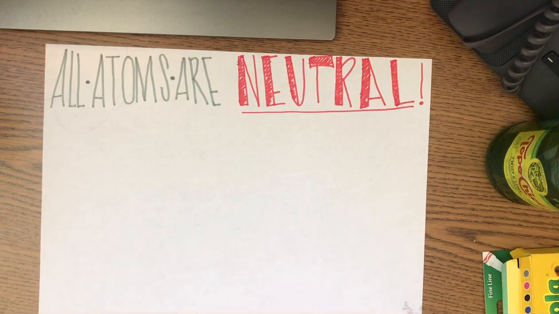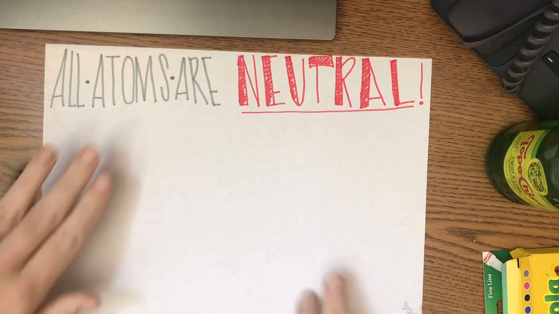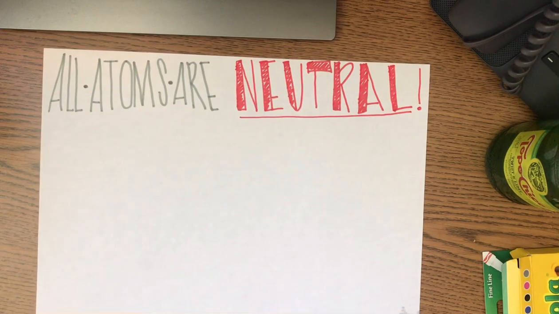Okay, so we're going to be talking today about why all atoms are neutral. Now, when we start talking about why all atoms are neutral, there's a lot to remember. In 8th grade science, we don't discuss ions or isotopes, so we are only looking at neutral atoms.